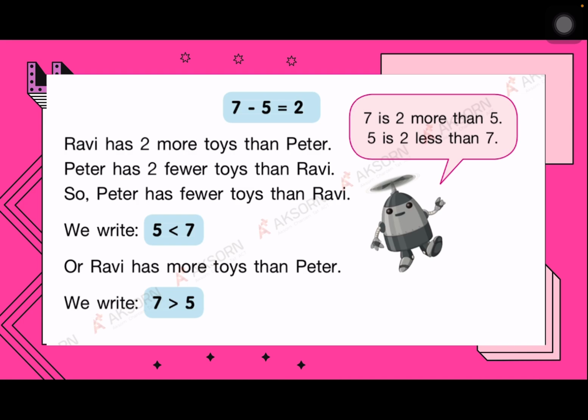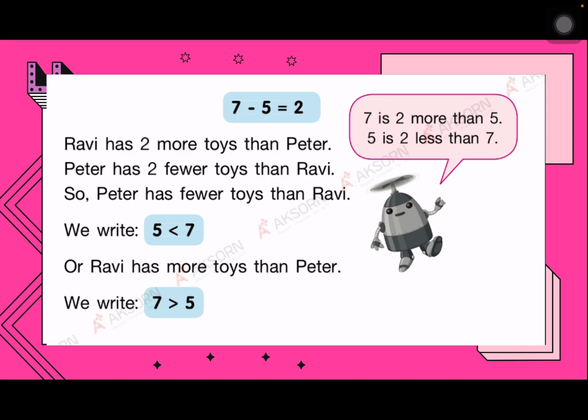Now, Ravi has 2 more toys than Peter, while Peter has 2 fewer toys than Ravi. So Peter has fewer toys than Ravi.